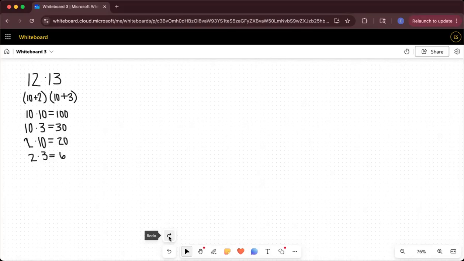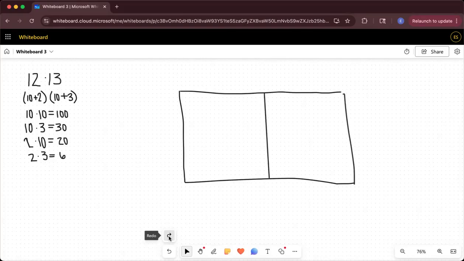But I'm going to show you how you can also draw an area model to help students see it visually. So we're going to start off with a big rectangle and then make 4 pieces. And you will draw the tens and the 2 and 3. The 10 plus 2 is going to be the top, and then the side is going to be 10 plus 3, and then you'll multiply.